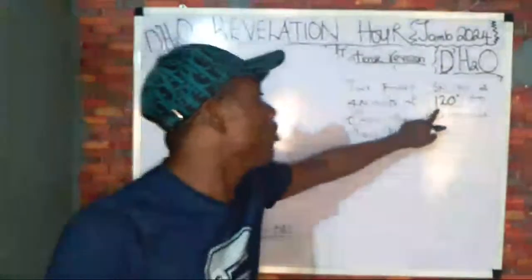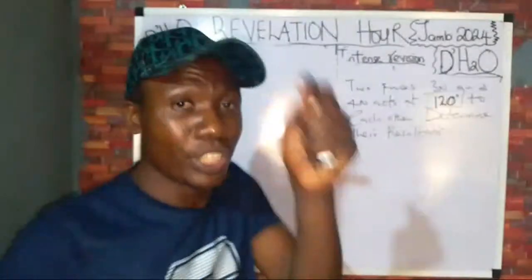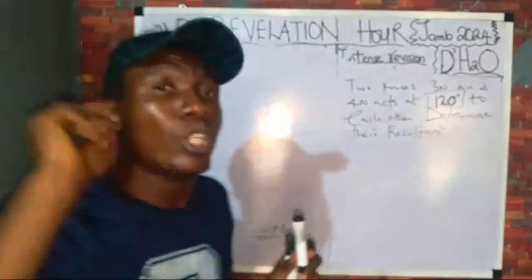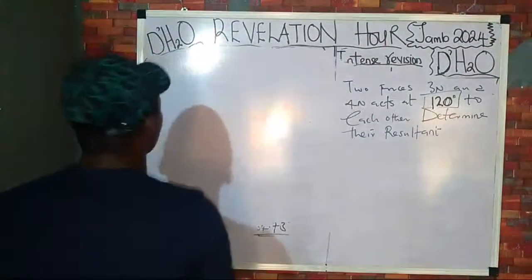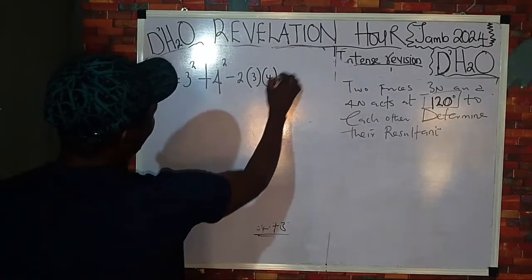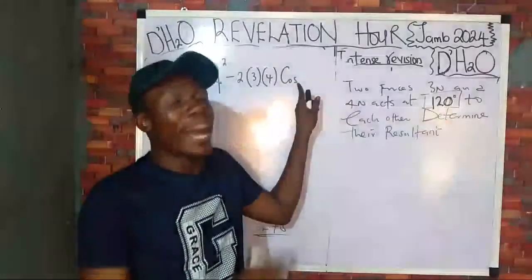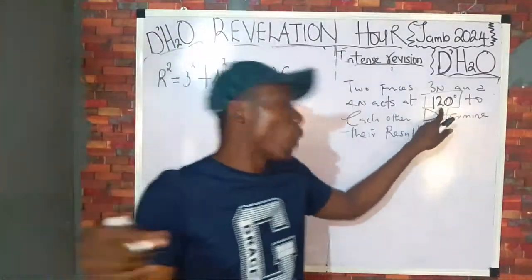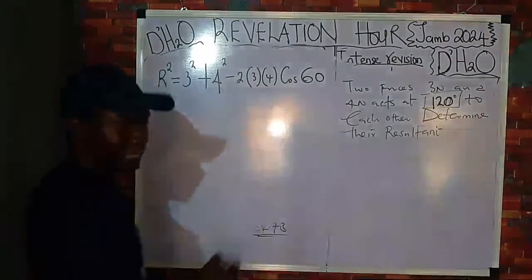Will I use 120 to solve the question? No. It is 60 I will use. Yes. So if I'm using 60, use cosine rule and use 60. Very easy. Cosine rule says R squared equals 3 squared plus 4 squared minus 2 times 3 times 4 times cos of the angle. I will not put 120 here. I will put the angle I will add to it to give me 180. That angle is 60. You see it?